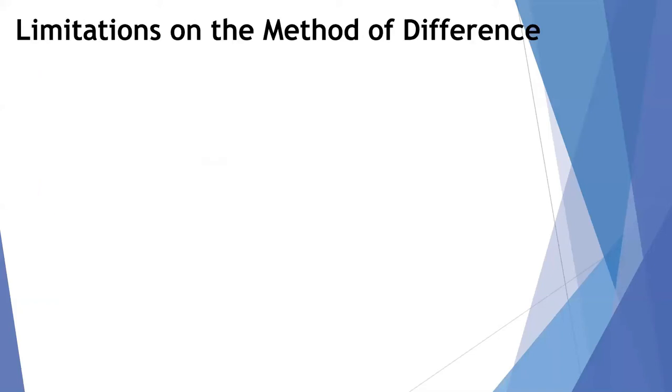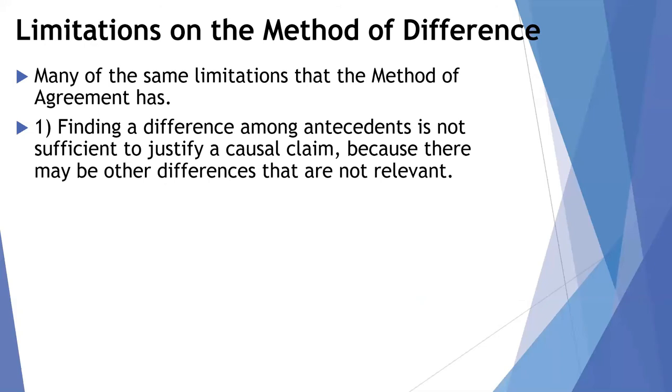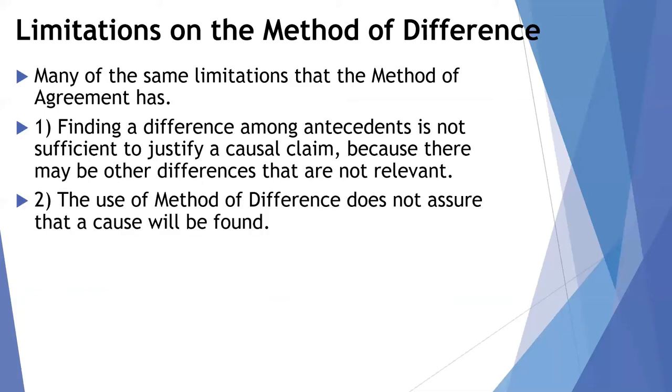Now, there are limitations on the method of difference, and many of these are the same kind of limitations that we saw with the method of agreement. We'll consider five here as well. First, finding a difference among antecedents is not sufficient to justify a causal claim. Sometimes there is a connection, a correlation, but not a causation. There may be other differences that are not relevant to the issue at hand.